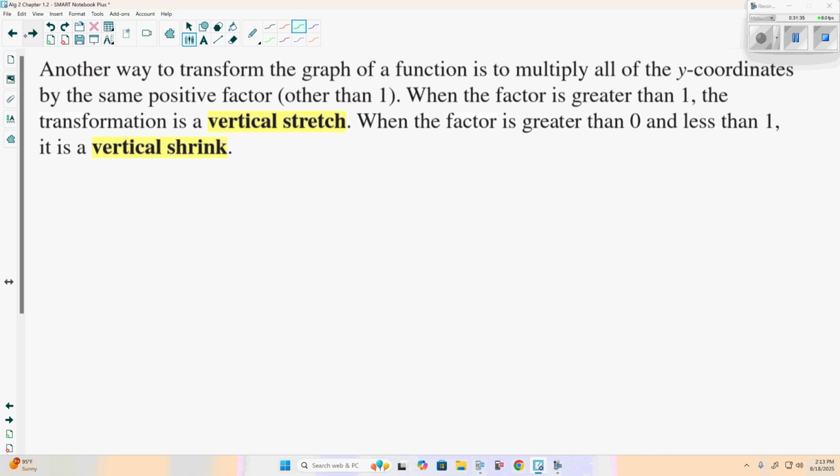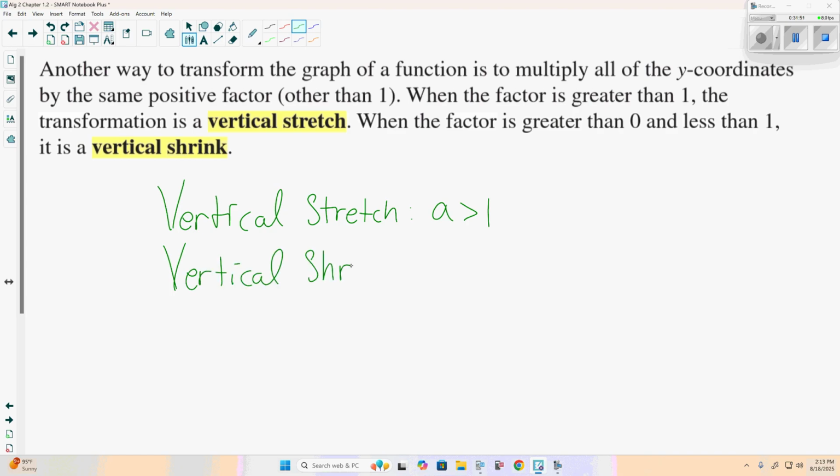So what we can say, it is a vertical stretch when a is greater than 1. And it's a vertical shrink if a is between 0 and 1. If 0 is less than a is less than 1. If a is between 0 and 1, it's a vertical shrink. If a is greater than 1, it is a vertical stretch.